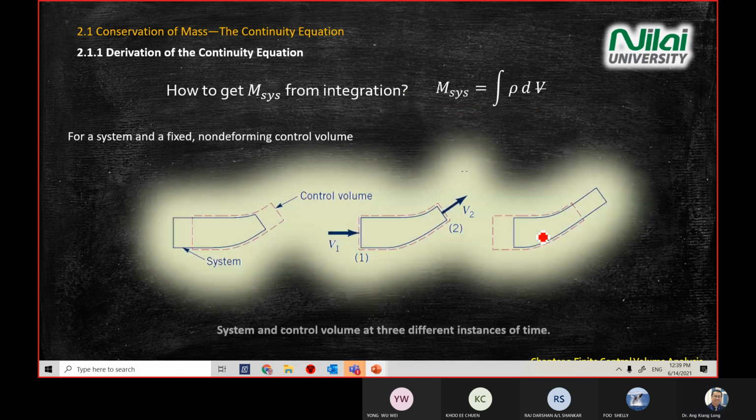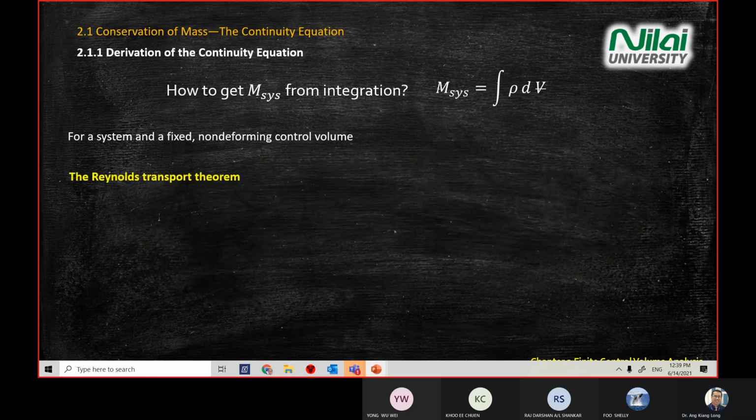Okay, let's continue with the derivation steps. We're going to use a mathematical approach also. We call it a theorem, and this theorem is the Reynolds transport theorem. Reynolds always deals with flow, molecular flow, air flow, or fluid flow. Whenever something flows, you will see the name Reynolds.